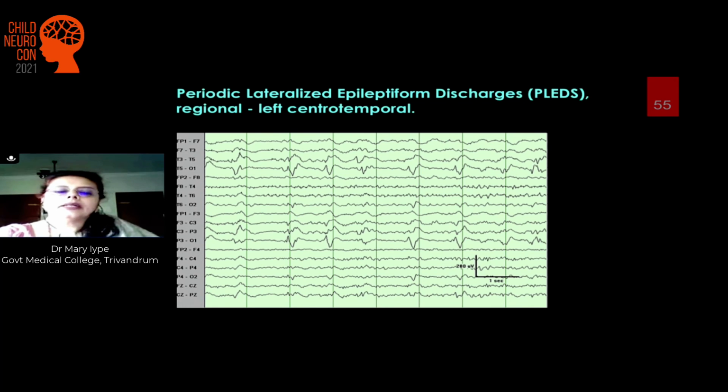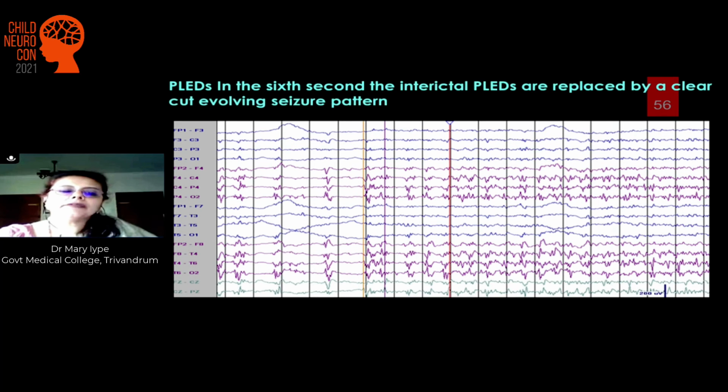Now, this is another patient with herpes simplex encephalitis who had periodic lateralized epileptiform discharges, which with time have shown an increase in the frequency. This is an electrographic seizure that is occurring in this child with herpes simplex encephalitis. The discharges have progressed to form electrical seizure discharges.